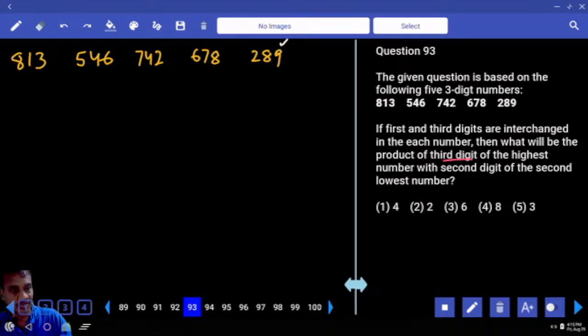Then the product of the third digit of the highest number. What is the highest number? 982. What is the third digit? 2. It is multiplied with the second digit of the second lowest. Now what is the first lowest? 2. Second lowest, 3. And 3's second digit is 1. 2 into 1, 2, choice. And for this one there is no necessity for you to write down each and every number in the reverse order. Okay?